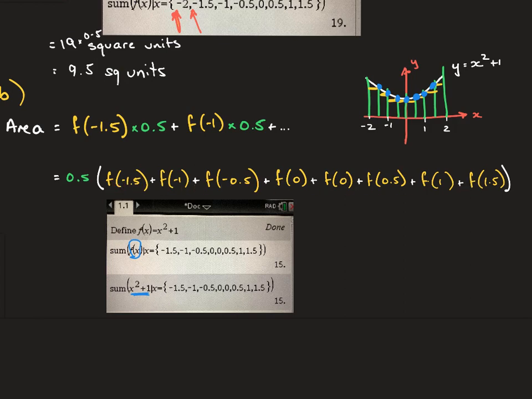And so our final answer is going to be equal to 0.5 times by the 15 that we got from here as our sum. And so our area is 7.5 units square. And you can write it like that if you like.